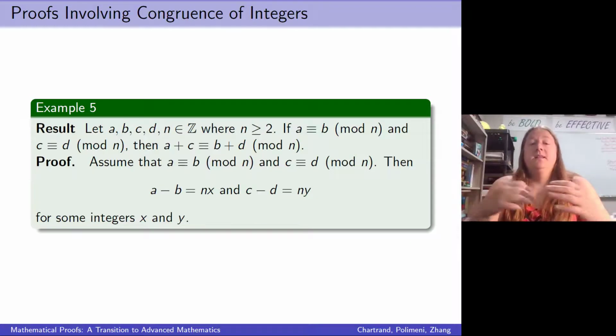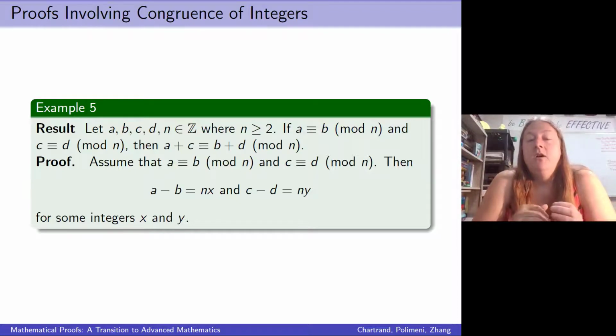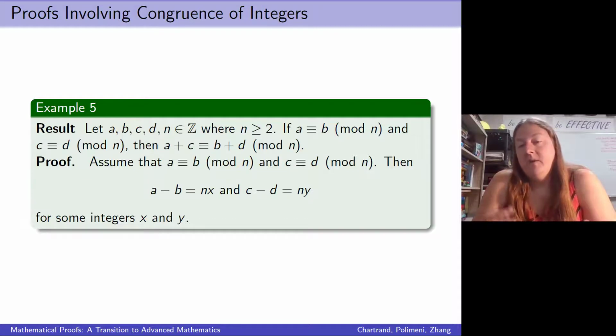So let's take a look at an example of a proof with congruence. We have a, b, c, d, and n all integers, and n is greater than or equal to 2. The reason for that is, when we take modulo 1, we're just taking the number itself, so there's no point in looking at that congruence. Our moduli will always be 2 or more. So we have: if a is congruent to b mod n and c is congruent to d mod n, then a plus c is congruent to b plus d mod n.